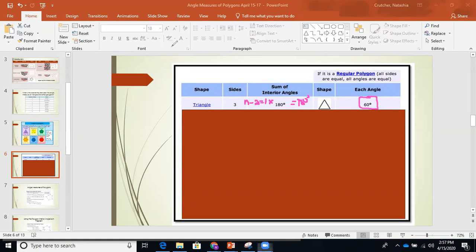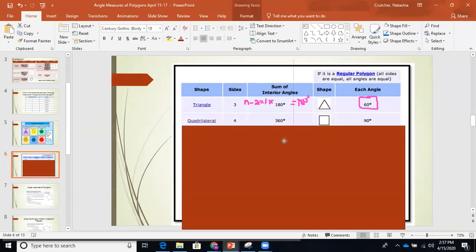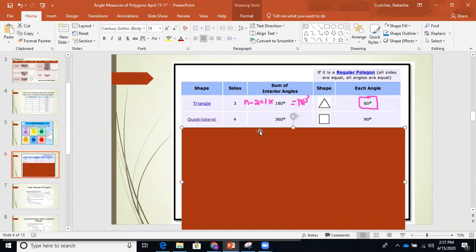Okay. So next, we have the quadrilateral. A quadrilateral has 4 sides. So n minus 2, 4 minus 2 is 2. And then 2 times 180 gives us 360 degrees. Then if we take that 360 and divide by our number of sides, that gives us 90 degrees.